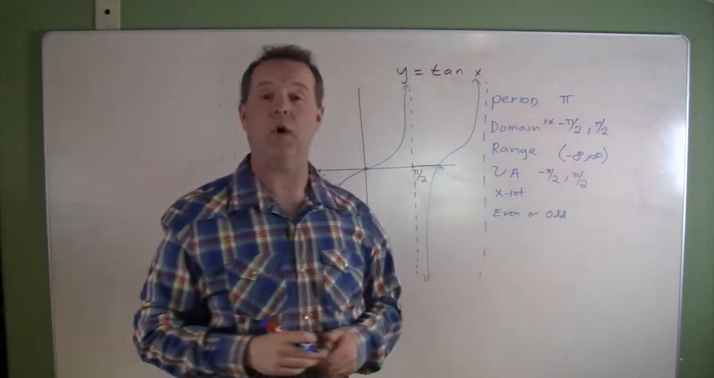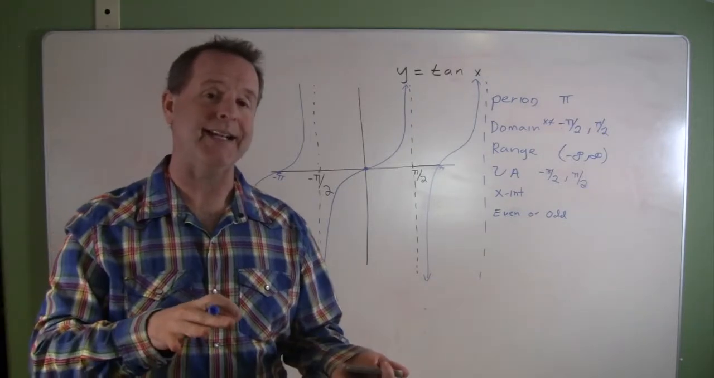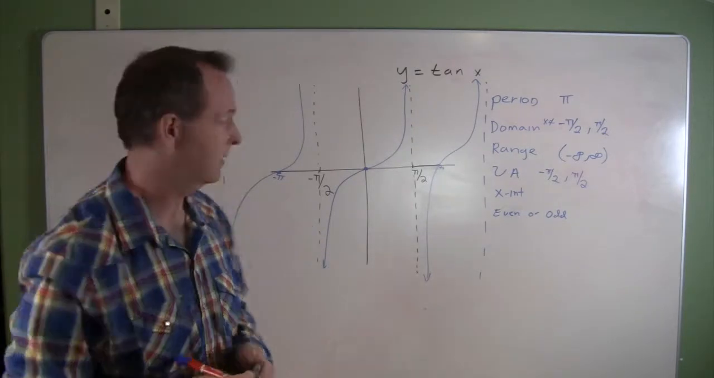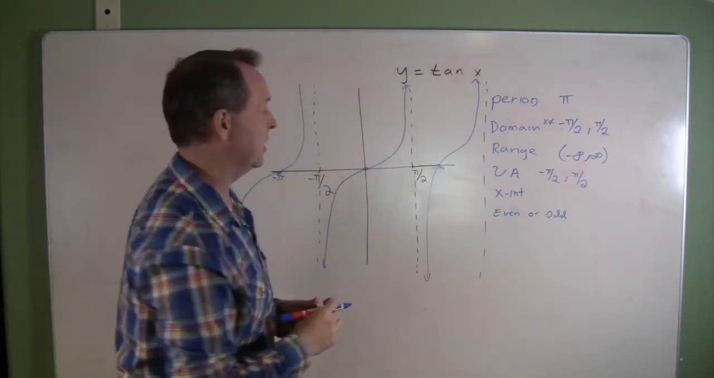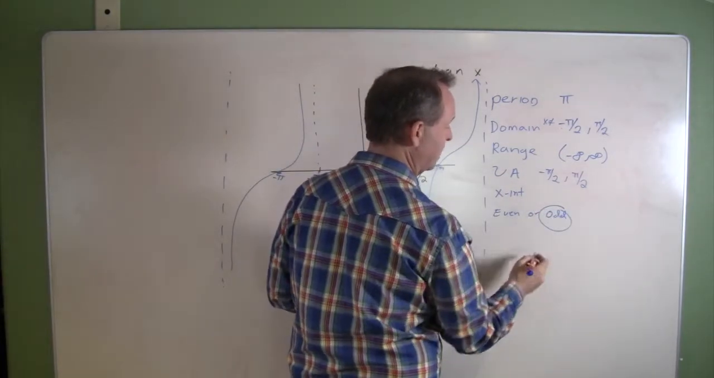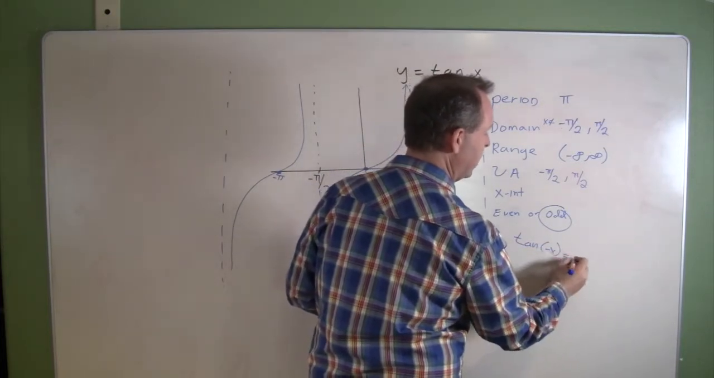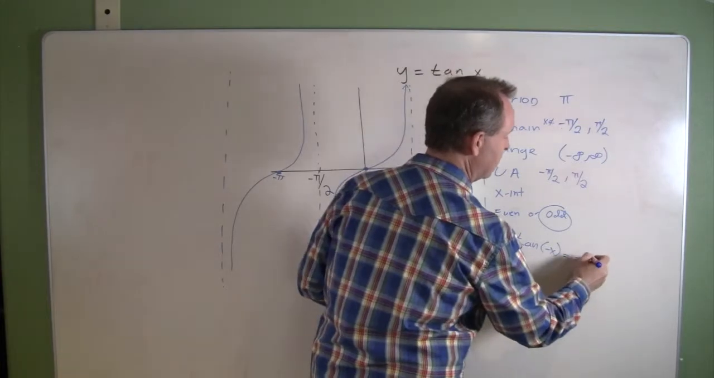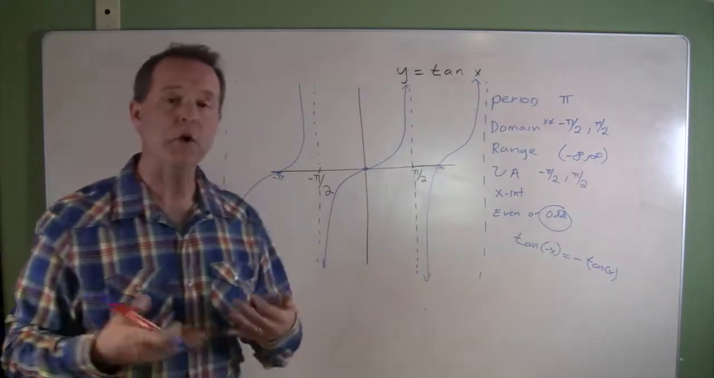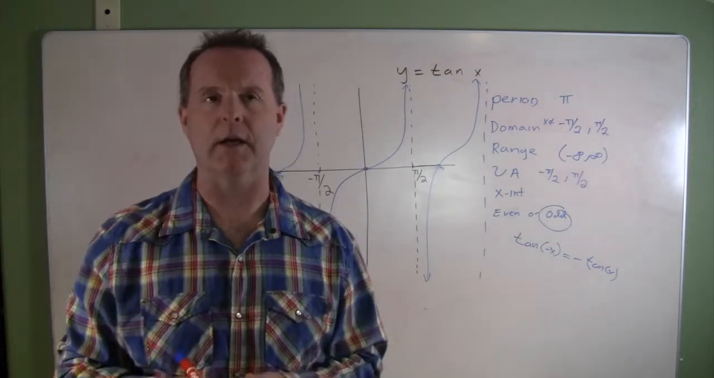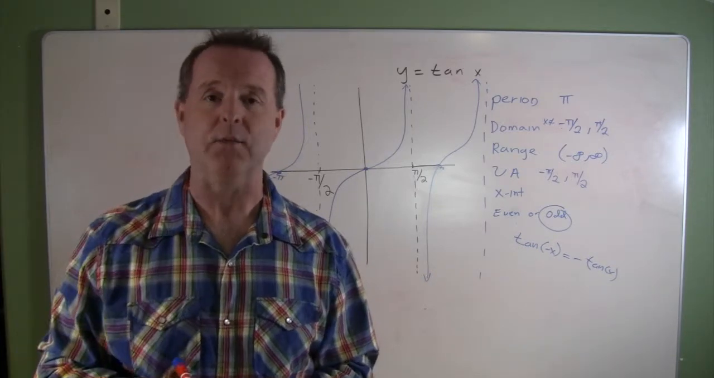And is this an even or odd function? Does this mean it is symmetrical with the y-axis, or is it symmetrical with the origin? As you can see, it looks like this graph is symmetrical with the origin. So we would call this an odd function, meaning that if we had the tangent of some negative x, it would equal the negative of the tangent of x. And so those are some of the definitions and some of the characteristics of our tangent function that we're going to begin with in this section.